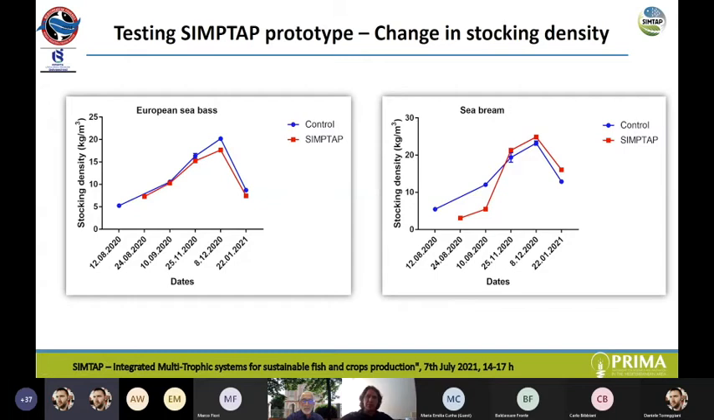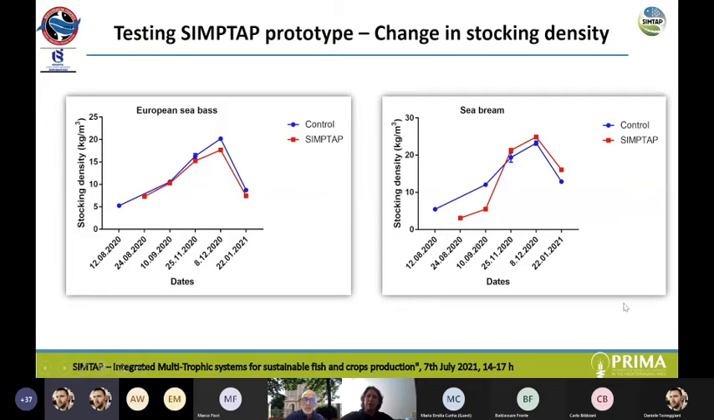In terms of European sea bream, during the restocking of fish in the SIMTAP system, we used a little bit less fish compared with the control system. Therefore, our stocking densities were a little bit lower than the control. Therefore, fish were able to grow better than in the control system, and the fish whose performance you saw in the previous graph showed better growth compared with the control.